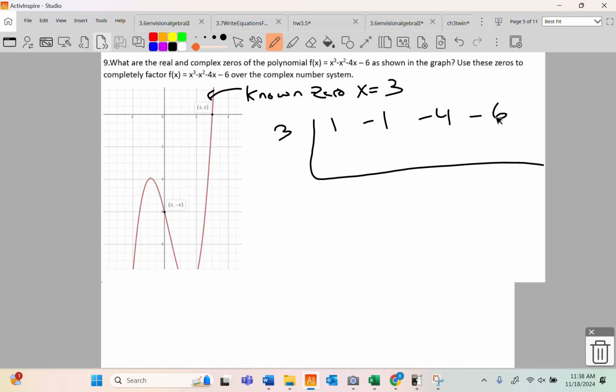Guys, what do you do with the 1? Draw it down. 3 times 1 is 3, -1 and 3 is 2. 3 times 2 is 6, -4 plus 6 is positive 2. 3 times positive 2 is 6. Expected result. That's the quotient, the result of actually doing long division. So you got 1, 2, 2.